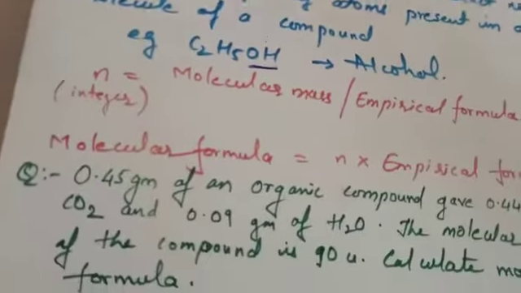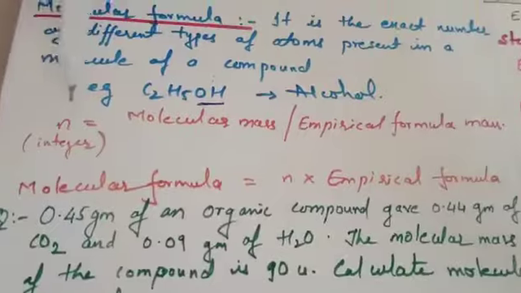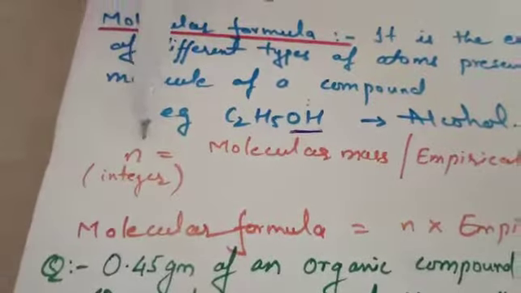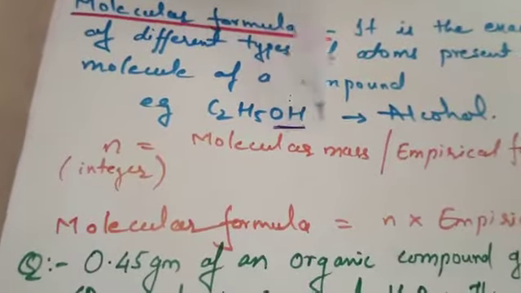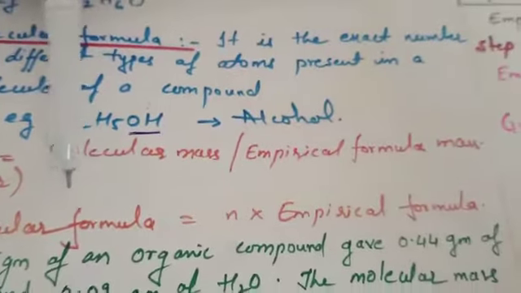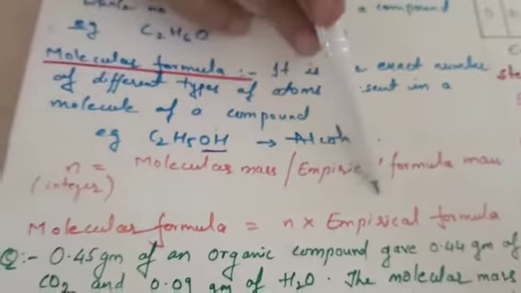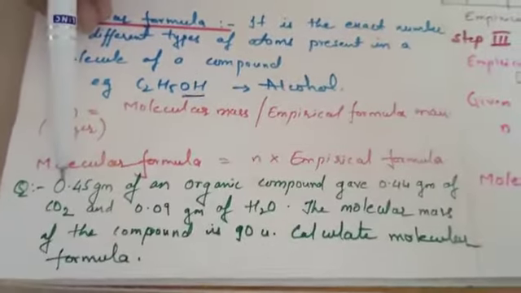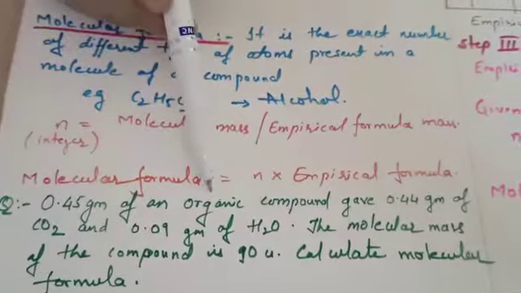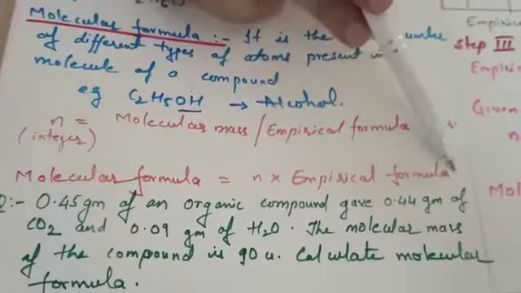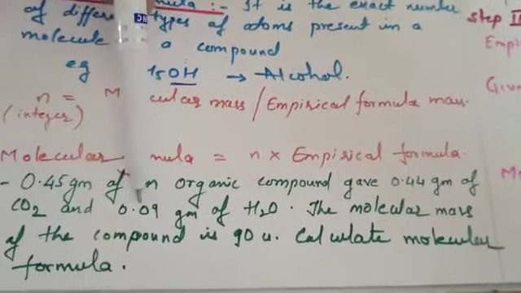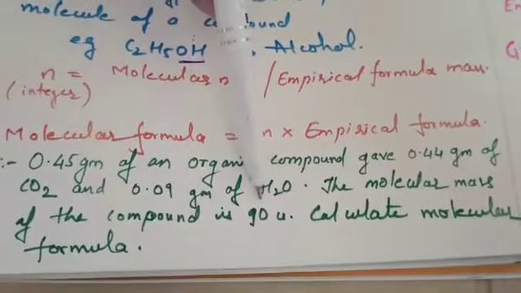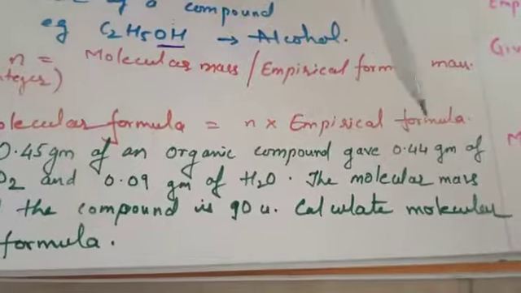Now how to calculate the molecular formula? To calculate the molecular formula, the first step is to calculate the value of n. n is equal to molecular mass upon empirical formula mass, whereas molecular formula is equal to n into empirical formula. We can take one example. Suppose 0.45 gram of an organic compound gives 0.44 gram of carbon dioxide and 0.09 gram of water. The molecular mass of the compound is 90. Calculate the molecular formula of the compound.